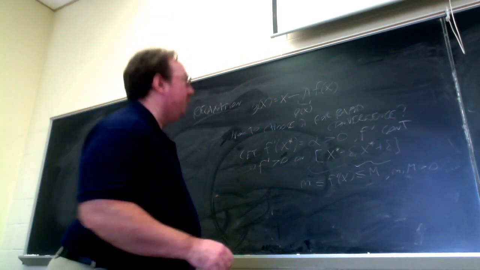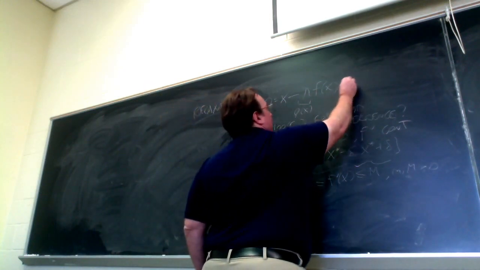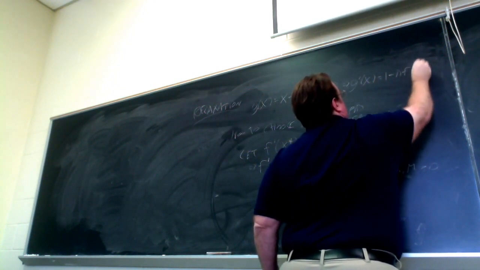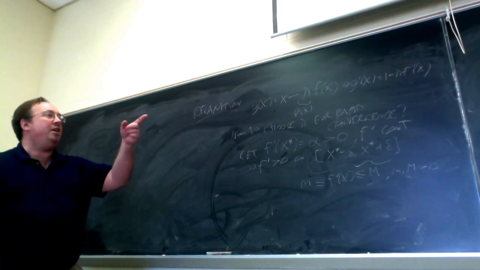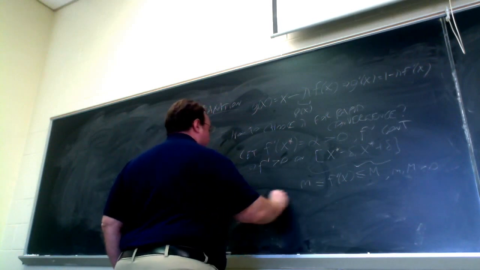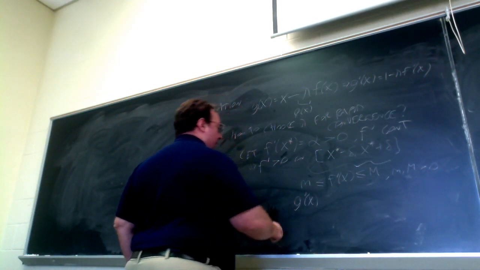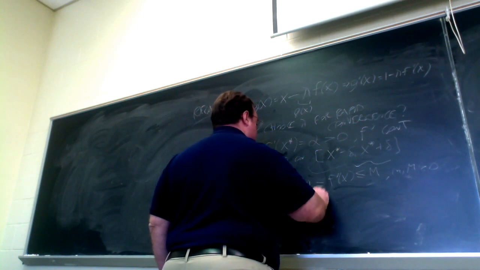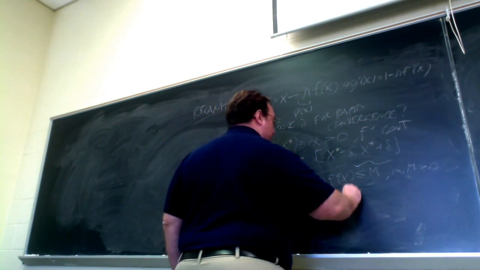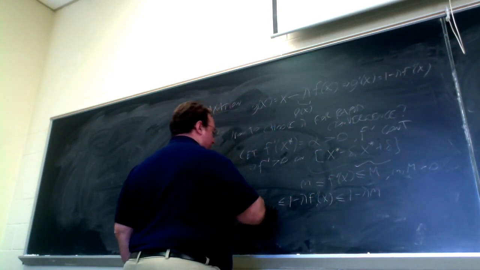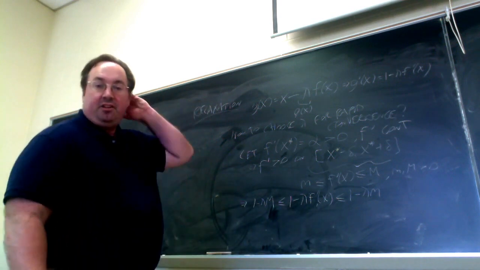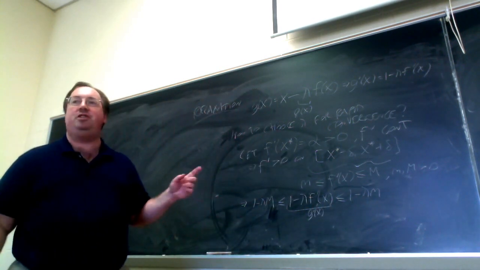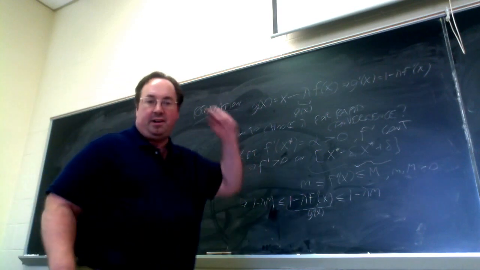Okay, so now this is my g. Therefore, my g prime is 1 minus lambda f prime. But now I know something about how f prime is bounded. So I can say that g prime, well, if I mess with this, I get 1 minus lambda f prime is bounded above by 1 minus lambda little m, bounded below by 1 minus lambda big M. So now I have constraints on g prime. And keep in mind, I want g prime to be less than 1 in absolute value.